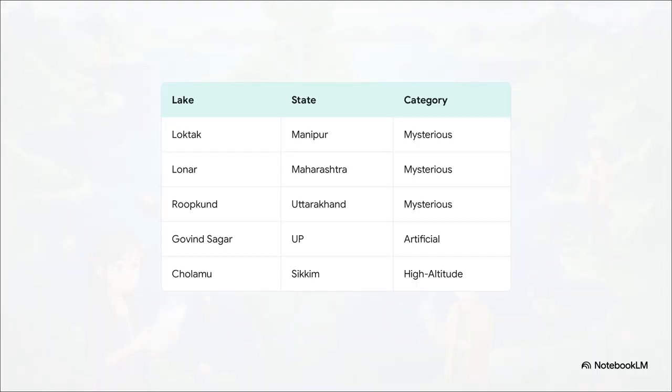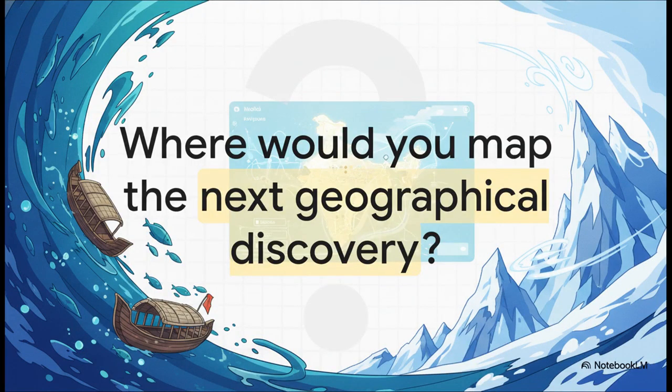Loktak in Manipur is your floating park. Lonar in Maharashtra is the meteorite crater. Rupkund in Uttarakhand is the skeleton lake. Govind Ballabh Pant Sagar in UP is the artificial giant. And Cholamu in Sikkim is the highest peak lake. Boom! They're your anchors. We have covered a ton of ground today, from super salty lagoons at sea level to frozen, skeletal waters way up in the Himalayas.